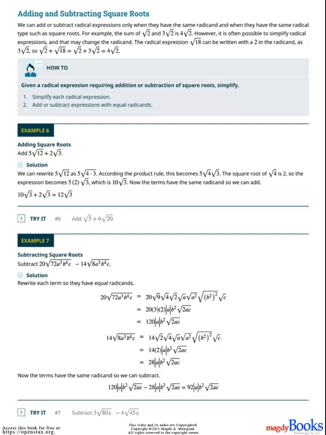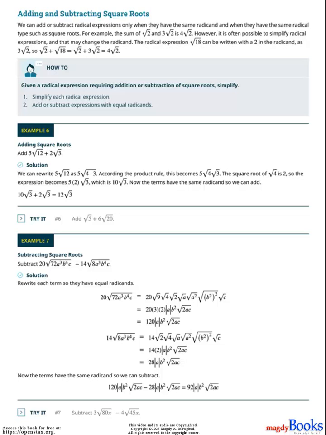14 square root of 8a cubed b to the power of 4 c equals 14 square root of 2 times square root of 4 times square root of a times square root of a squared times square root of (b squared) all squared times square root of c equals 14(2)ab squared square root of 2ac, equals 28ab squared square root of 2ac.